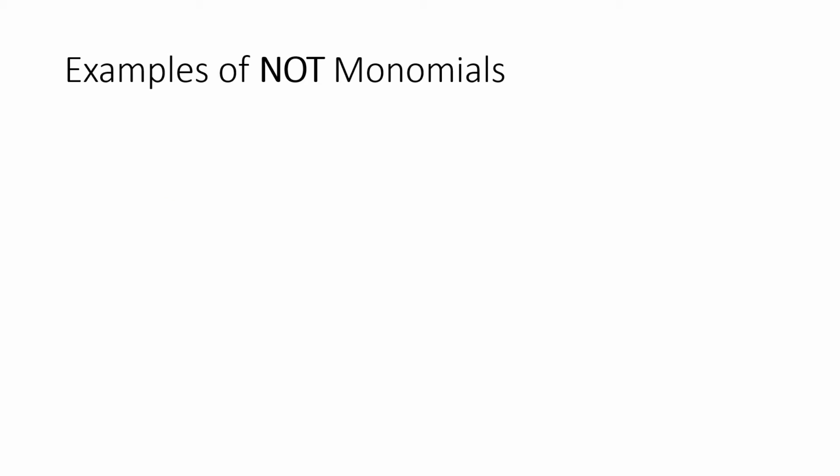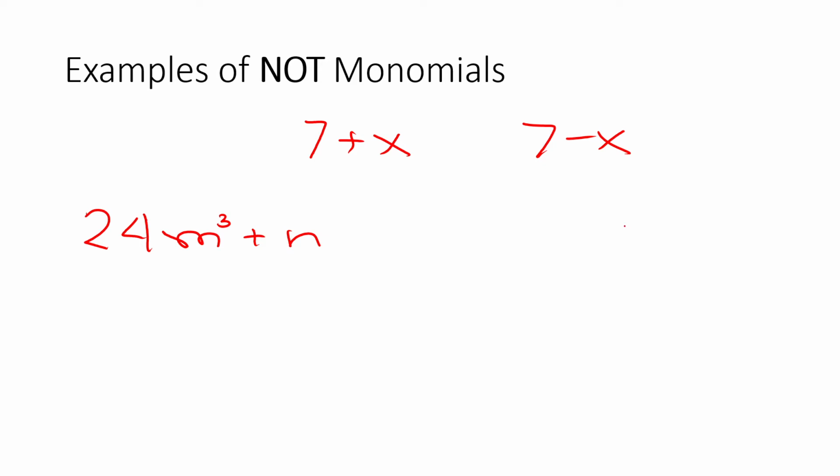So what are not monomials? Well, 7 plus x is not a monomial. So does 7 minus x. Another example is 24m to the third plus n. That's not a monomial. Another example will be 34 plus x squared plus y to the third. That is also not a monomial.